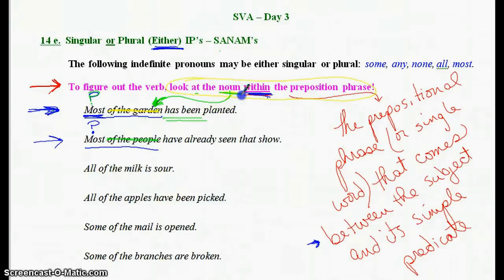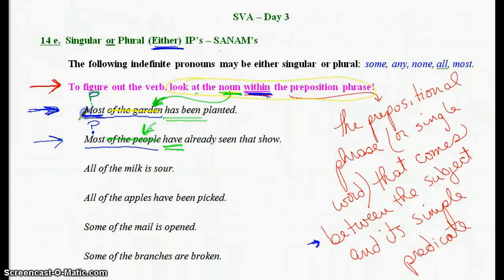We want to look at the noun, the core noun within that prep phrase, which is people, and have our verb agree with the people. The people have already seen that show. So the entire sentence reads, most of the people have already seen that show.